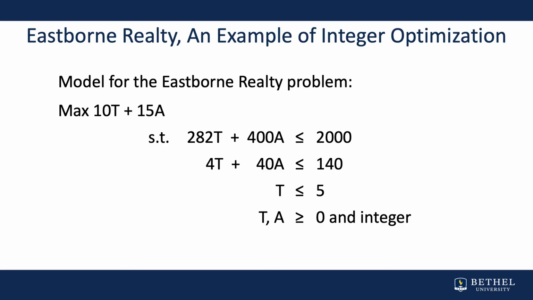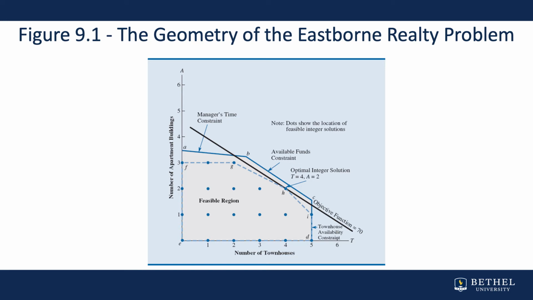You can't buy 0.65 of an apartment building like we could before. Now you have to buy whole discrete buildings. How does that nuance now change how we solve the problem? Now that we have the model for the problem, we realize that this is what we would call a linear, all integer program to solve, because each townhome has to be a whole unit, each apartment building has to be a whole unit. If you look at figure 9.1, you will see each of the constraints plotted on a chart.